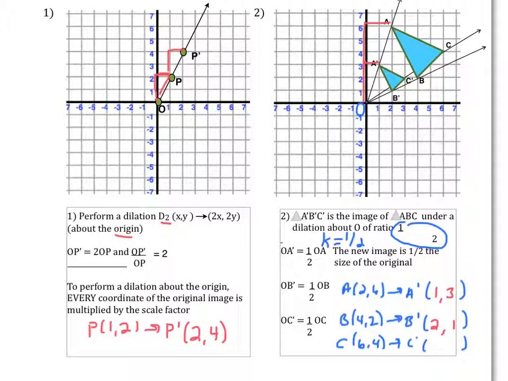And finally for point C, you go to the right 6 and up 4, so to cut that distance in half, we go to the right 3 and up 2. Okay. So again, in this case, because the dilation is centered at the origin, we can just take the scale factor of 1/2 and multiply each x and y value by 1/2 to find the coordinates of the new point.